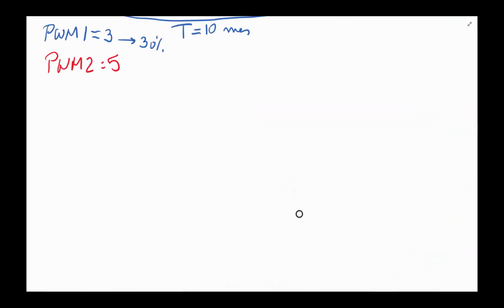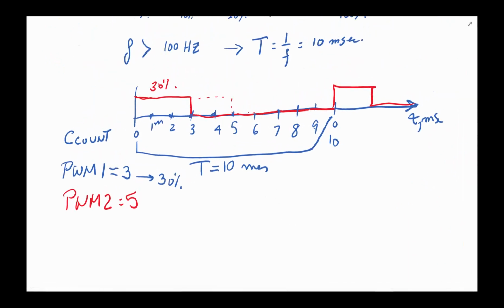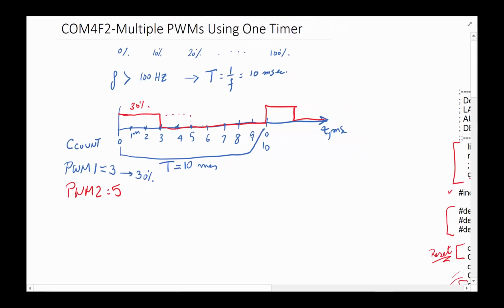That brings us to the end of this particular use of timers, which is using timer 0 in this case to build 2 PWMs, one running at 30%, one running at 70%. So we're using the timer interrupt to figure out when we turn this on or turn this off.